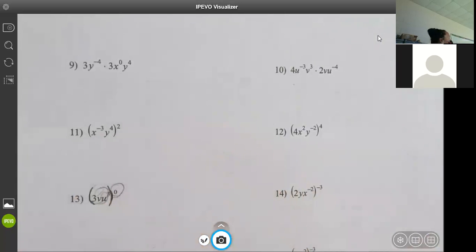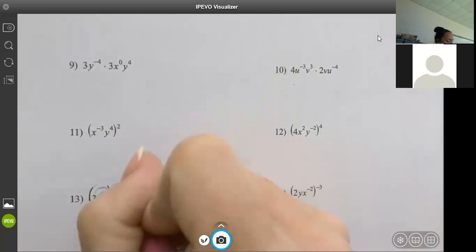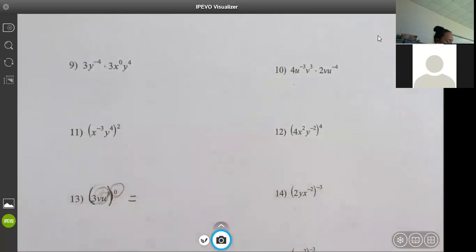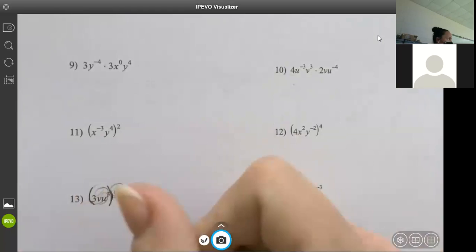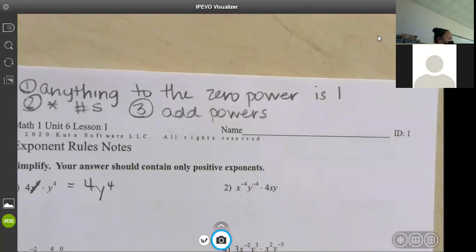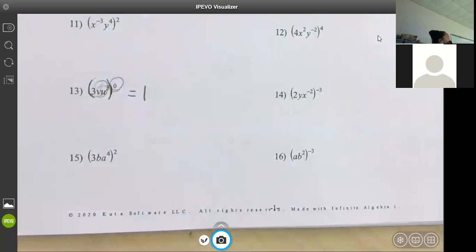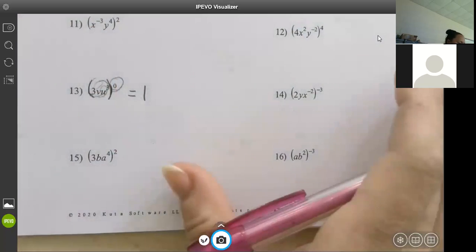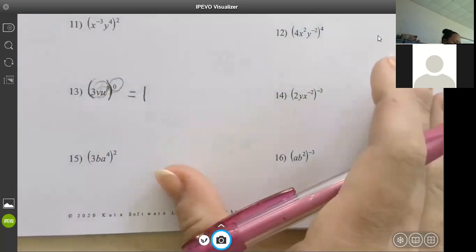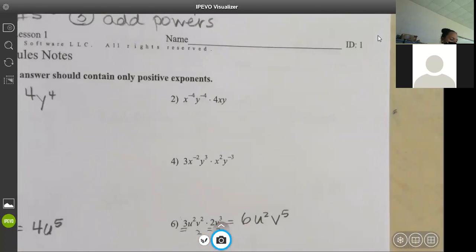What did I tell you? What's the 0 power? Anything to the 0 power is 1. So all of this to the 0 power gives you 1. All right, we'll come back to these. Let's look at our negative exponents.